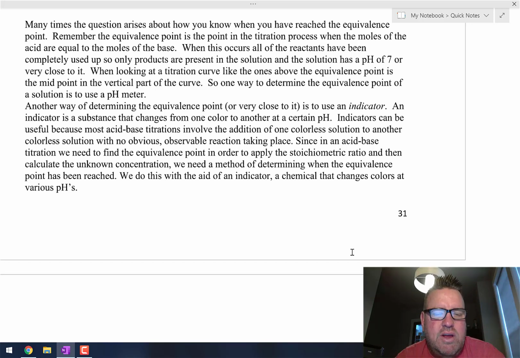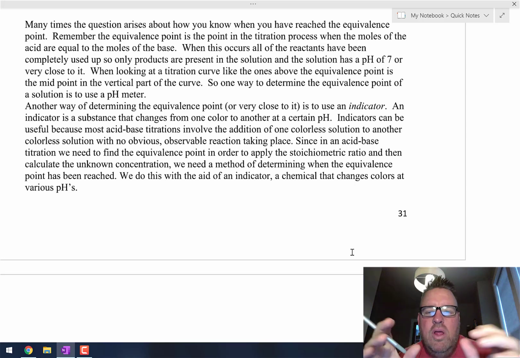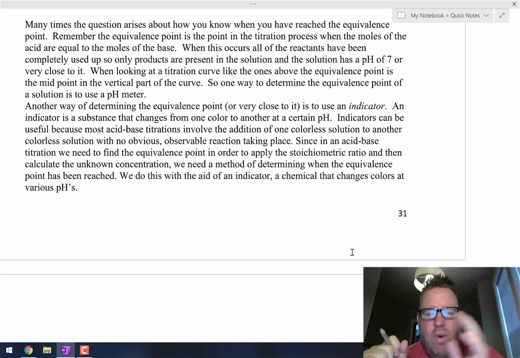An indicator is something that changes color from one pH to another. A very common one is called phenolphthalein. When it's in an acidic solution, it's clear, but when the solution turns basic, it turns pink, and it's really easy to see when that color change happens, because you go from one colorless solution to another. Indicators can be useful because you're typically starting with an acid that has no color and a base that has no color. So those indicators are really nice because they do change color once you pass that equivalence point.